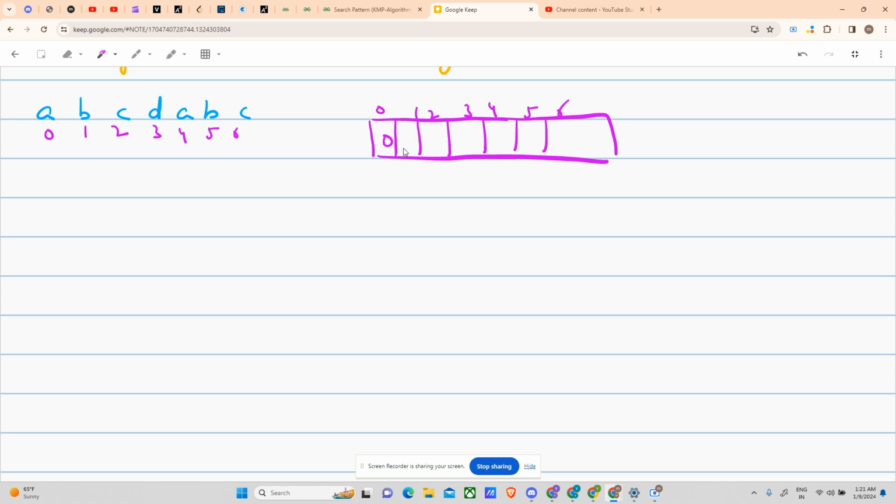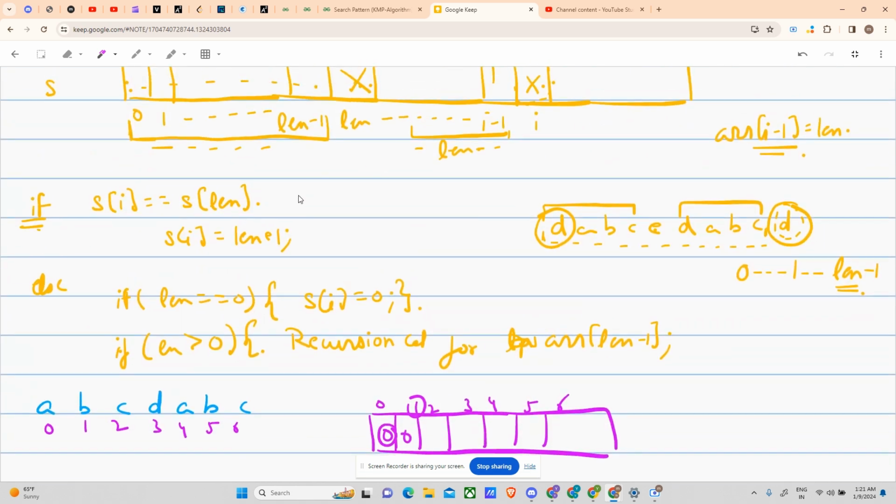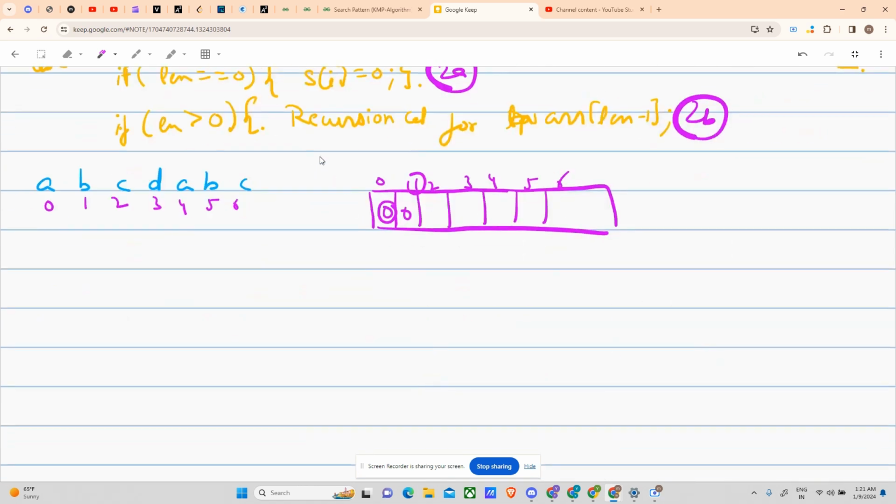For 1, I check the 0. B is not equal to A, so this will remain 0 only. This is case 2A. I'm just explaining here: this is case 1, this is case 2A, and this is case 2B. So 1 was getting 0 because of 2A.